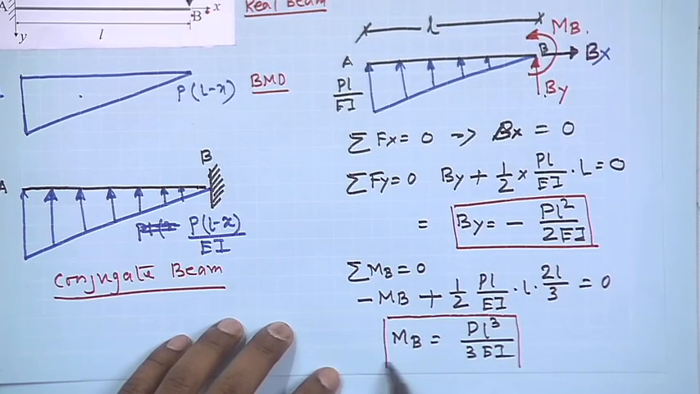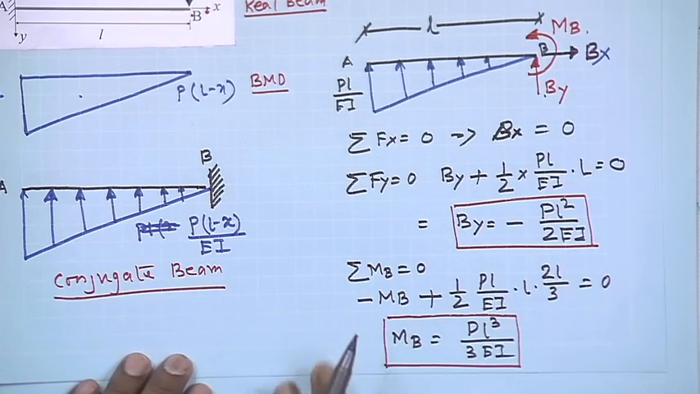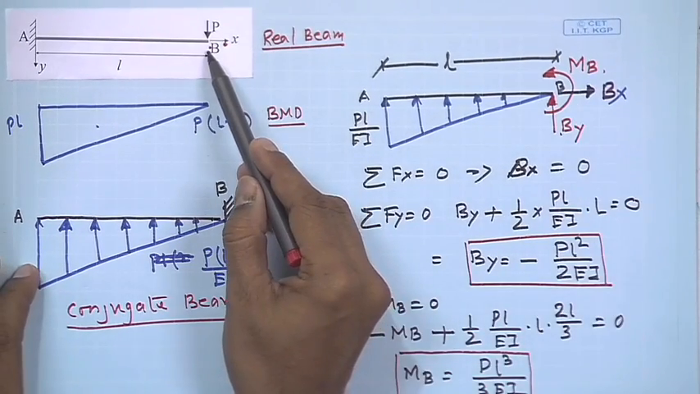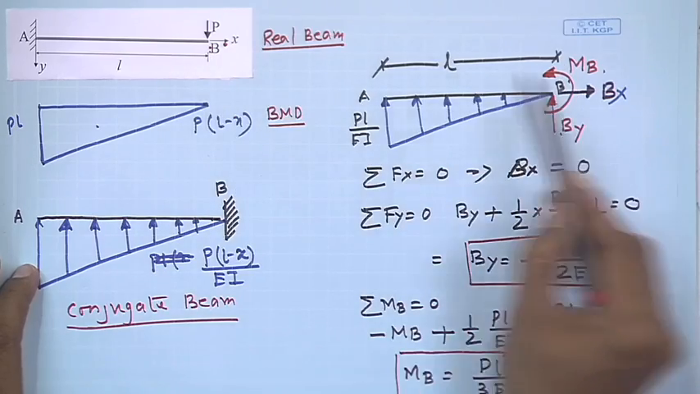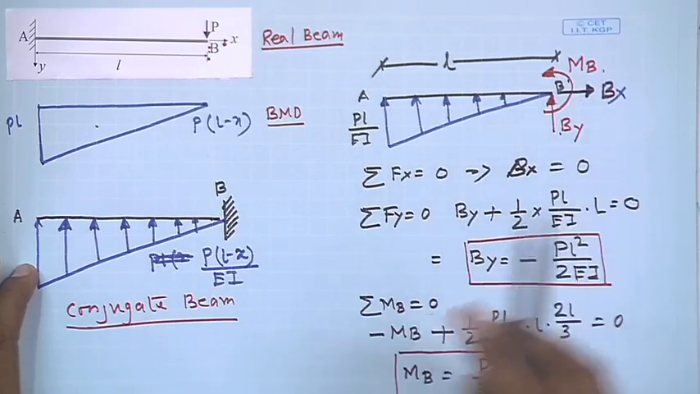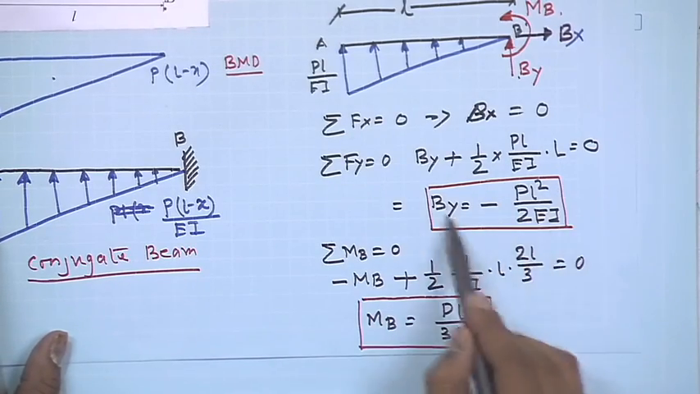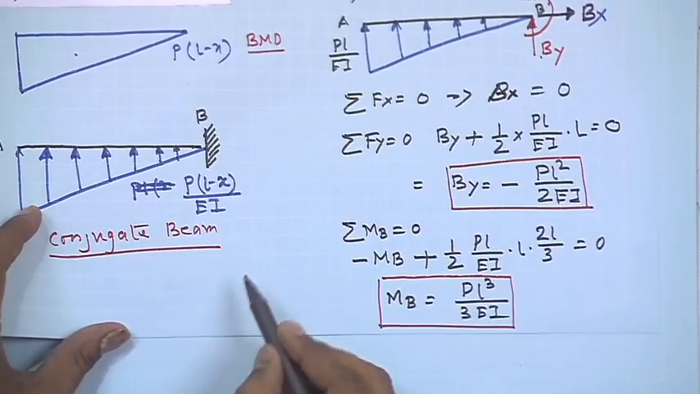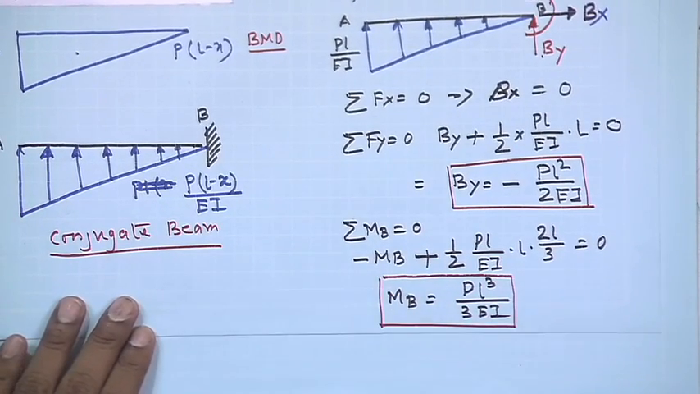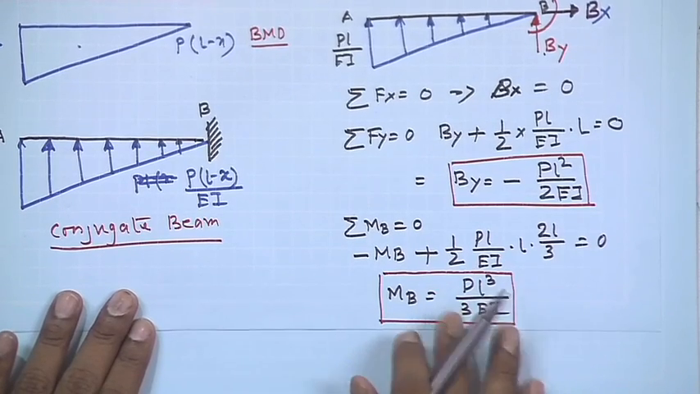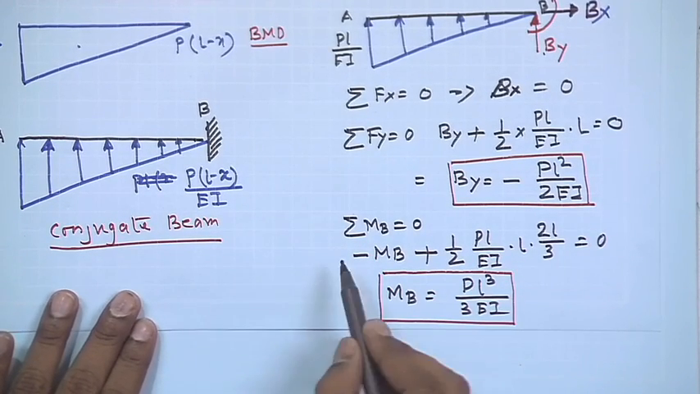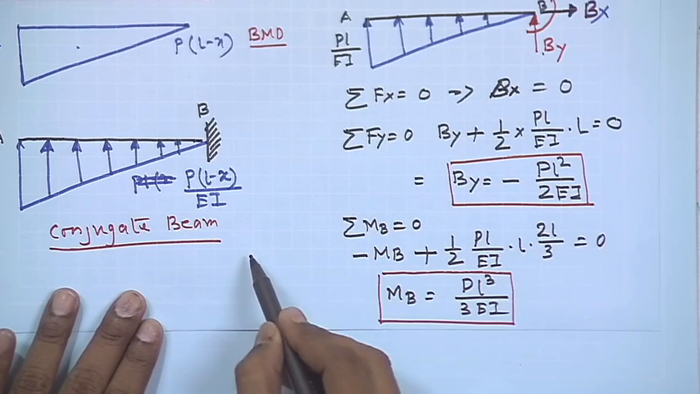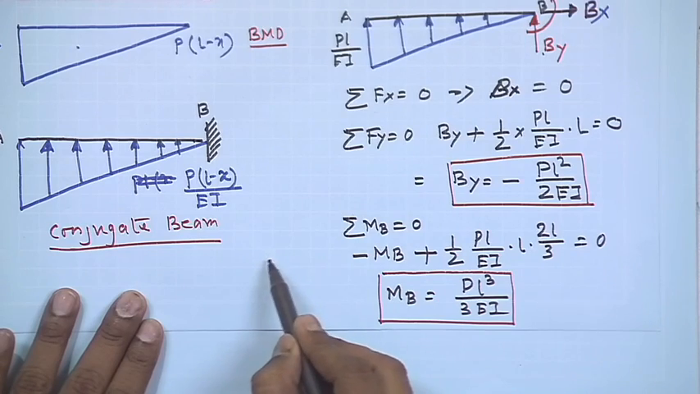PL cube by 3I. Okay. So, what we know is the shear force at B will be the slope at B, and the bending moment at B will be the deflection at B. What is the shear force at B? Suppose By is the reaction at B, and if you remember, our sign convention was this.